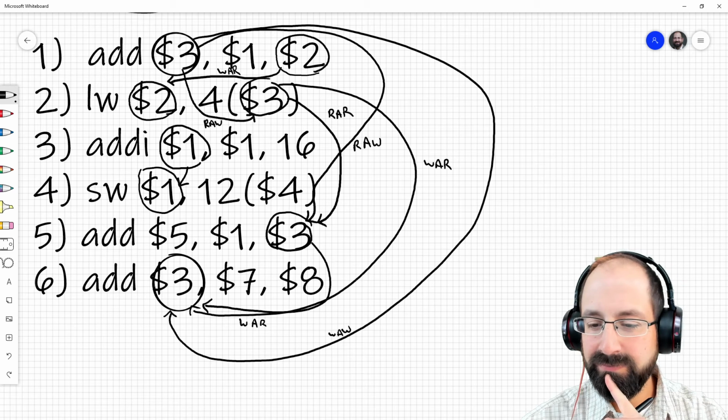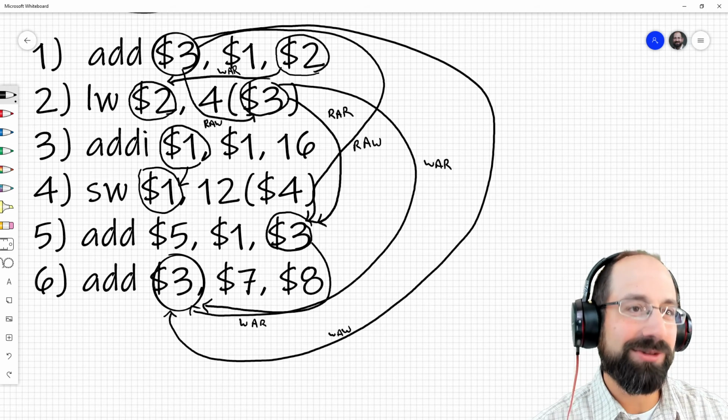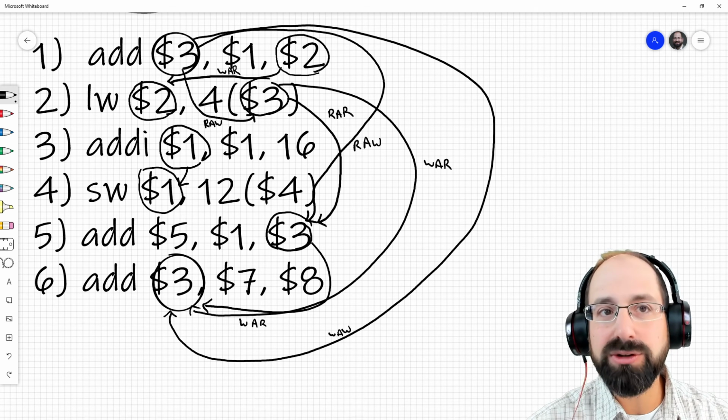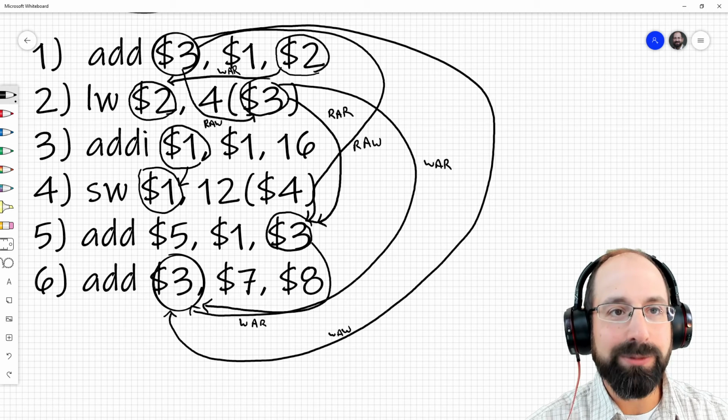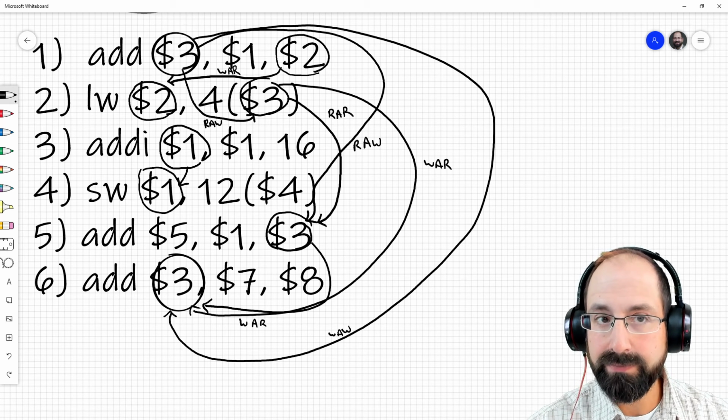Well, we know it starts with the word write. Okay, so instruction 3 is writing to register 1 here. It's also reading, but ignore that for now. This example's got too much stuff going on. It's writing to register 3, certainly.